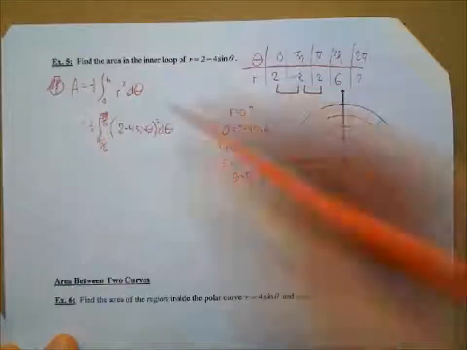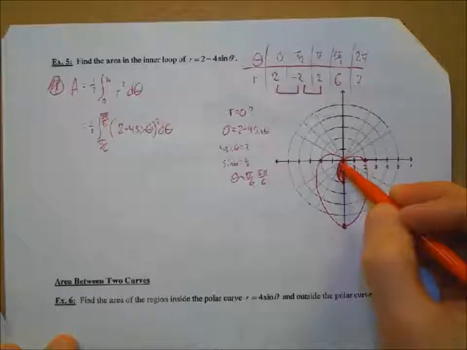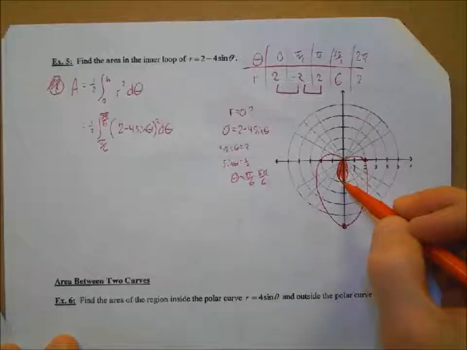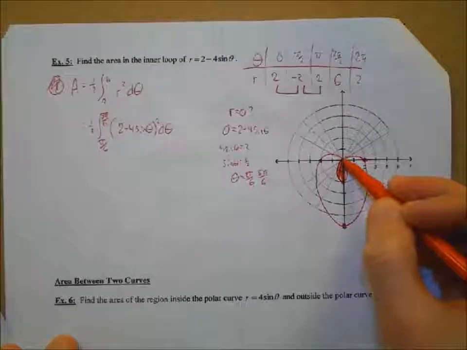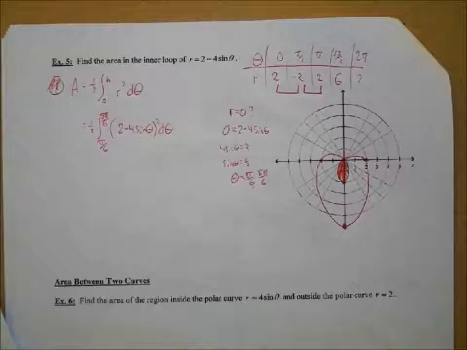At pi over 6, we start at the pole. We start to create this inner loop. Then we go through pi over 2, and we finish here at 5 pi over 6, back at the pole. That creates the little inner loop there. So we're integrating from pi over 6, where it starts, to 5 pi over 6, where it completes.